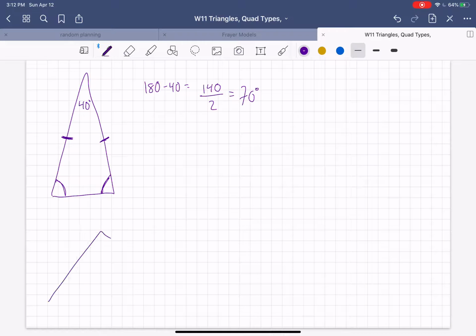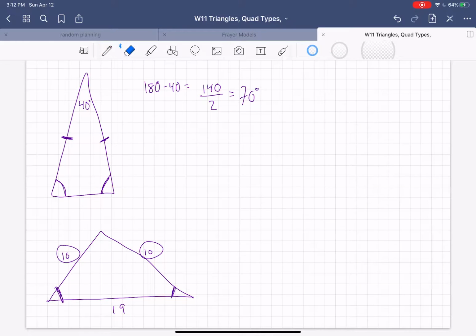If we had another isosceles triangle, sometimes they show it to us by doing this. This is 10, this is 10, and this is 19. Because these are the same number, that means these 2 angles on the base, the odd man out, are congruent. So let's look at a more complicated example. Maybe our angles here, this is 70, no, it's definitely obtuse.